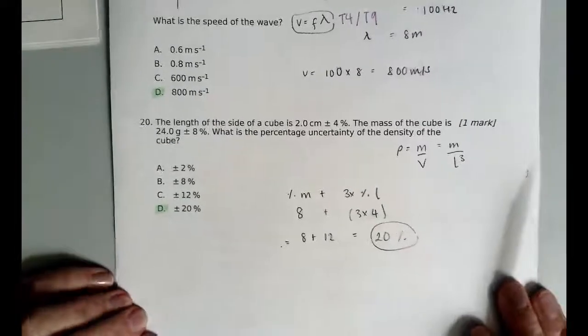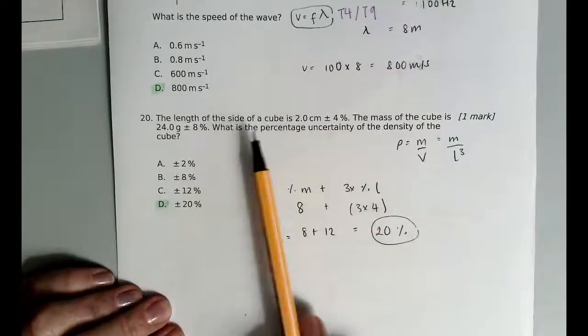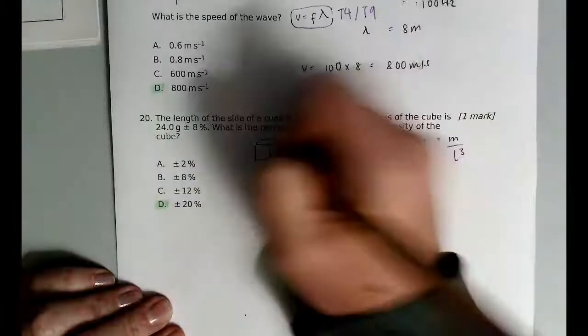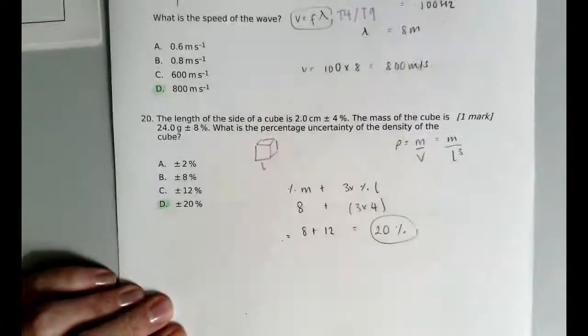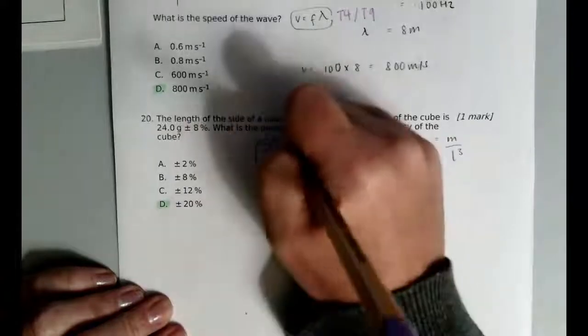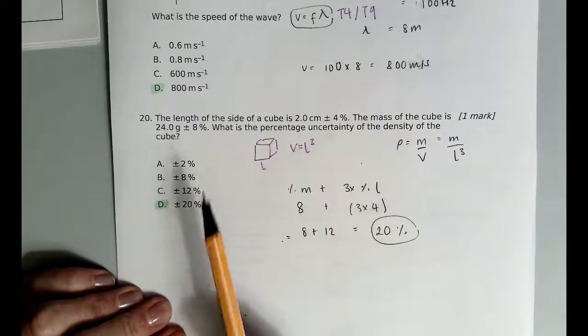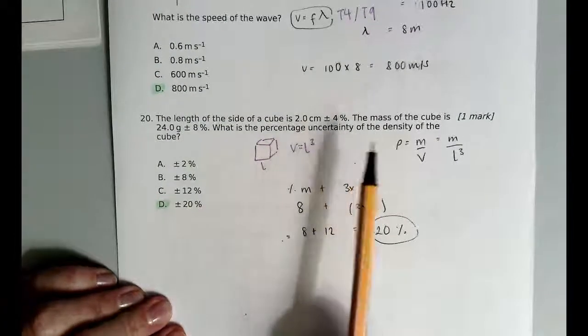Last but not least is 20. The length of a side of a cube, so if it helps you sketch it out, is L. We know that the volume is length cubed, hopefully, for a cube. The mass of the cube is given with its percentage uncertainty. What is the percentage uncertainty of the density?